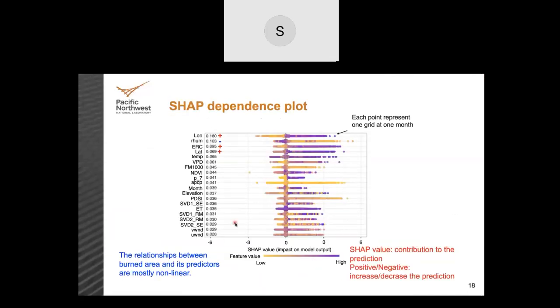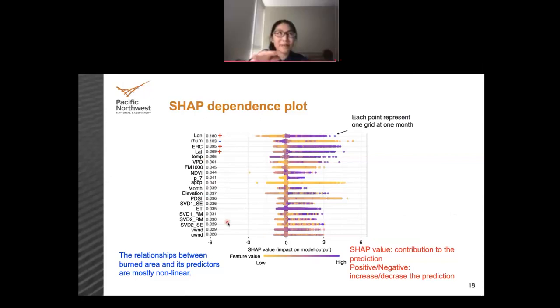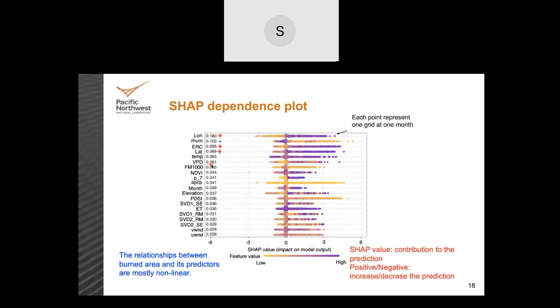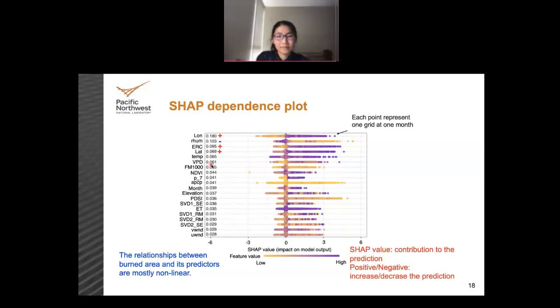Oh, because actually they are not very important. So these only show the top 20 variables. Okay, yeah. Right. So they were part of your model parameterization, so to say, but they were not showing up as important. Yeah. Yes.